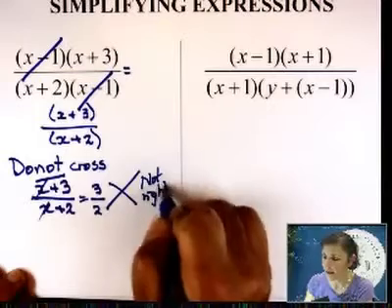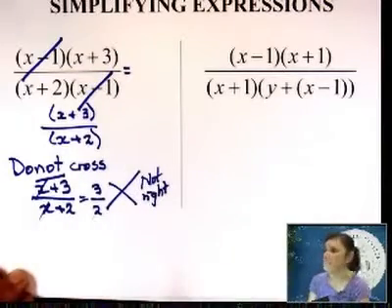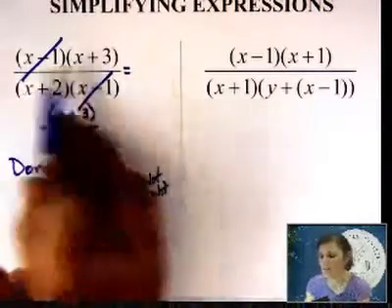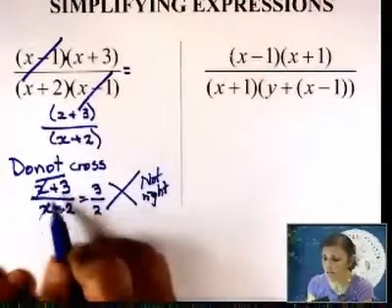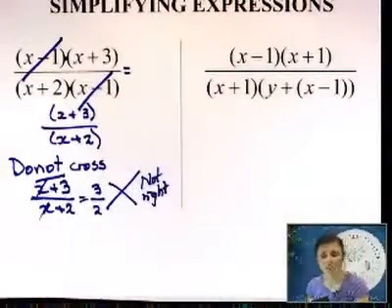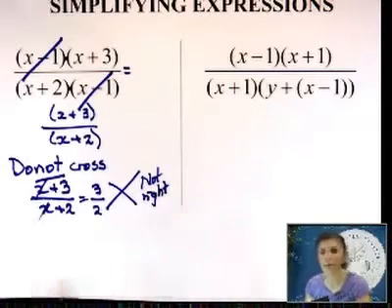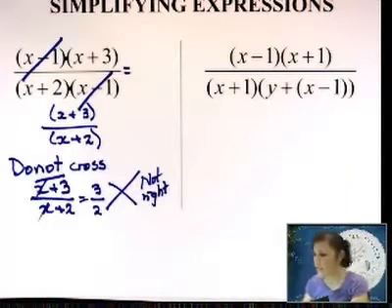Okay. Now, why is it not right? Because look at the difference. There is a multiplication between this and this, and there's an addition between this and this. So when you see addition or subtraction, you are not allowed to cross them out. So let's do this one.